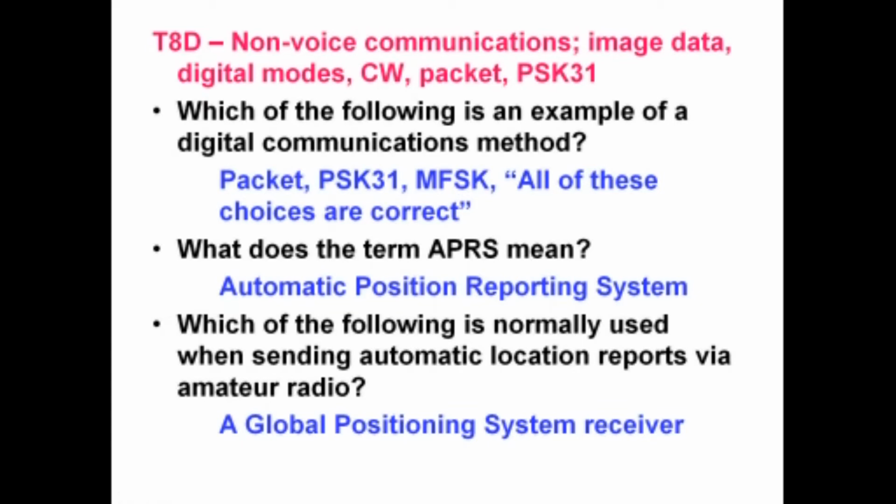Okay, which of the following is normally used when sending automatic location reports via amateur radio? It's a global positioning system receiver, and that's what connects up to the APRS to give you the location.